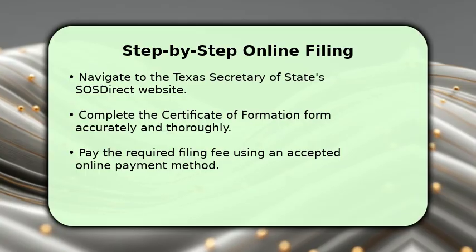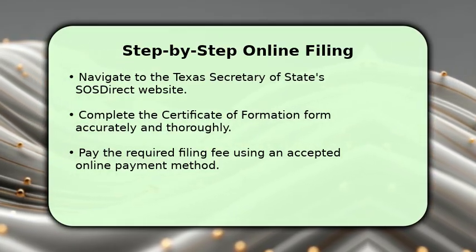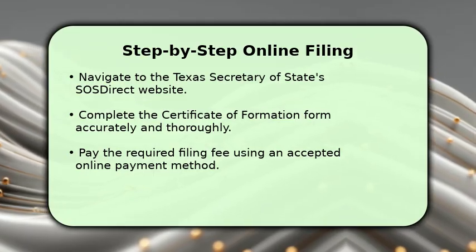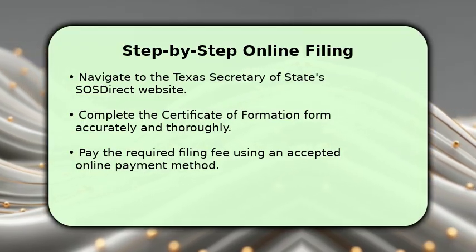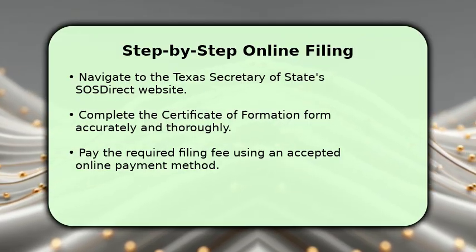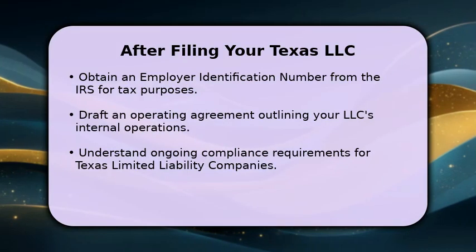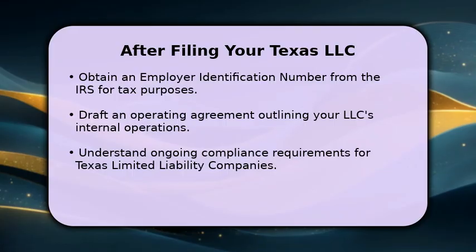Carefully fill in all required fields, including your LLC's name, registered agent information, and management structure. Double-check for any errors before proceeding. The filing fee is $300, payable by credit card or electronic check, ensuring a swift submission. Once your certificate of formation is filed and approved, your LLC is officially formed.